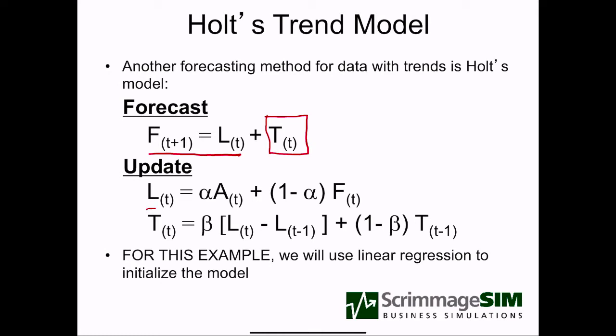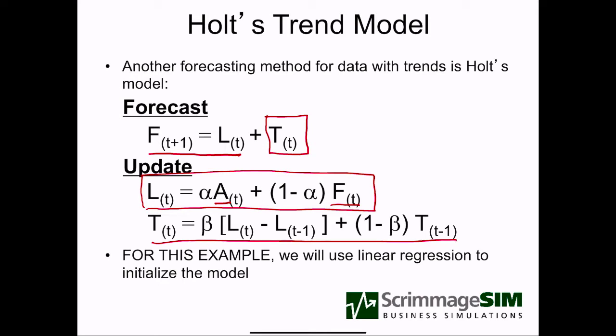If we look at the updating formulas, this first formula is exactly the same formula in exponential smoothing for updating the level based on our newly observed actual data compared to our forecast that we had. What's added is a formula to update the trend. So there's really just two additions to Holt's model from the exponential smoothing model. It's the addition of a trend component and a formula to update that trend component as we get new data.